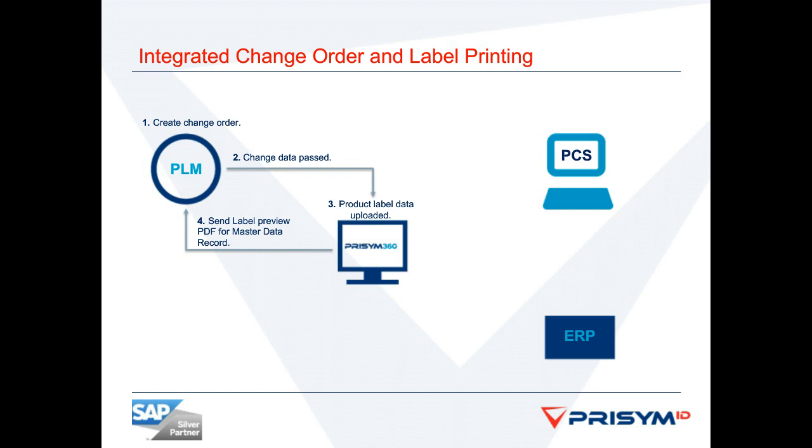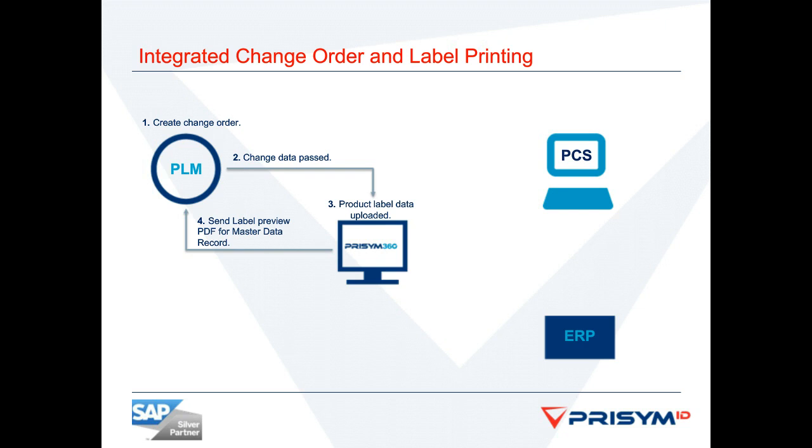Once the change order was created, the data was sent to the Prism 360 system. That's step number 2, done through a live API call. Prism 360 took that data and internally collaborated with the different people, the designers, to make sure they had all the elements required to design a label and a template. At this point they're designing the template and collaborating with all the team members to make sure the output meets the requirement.